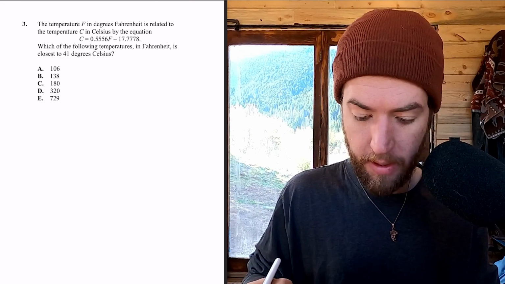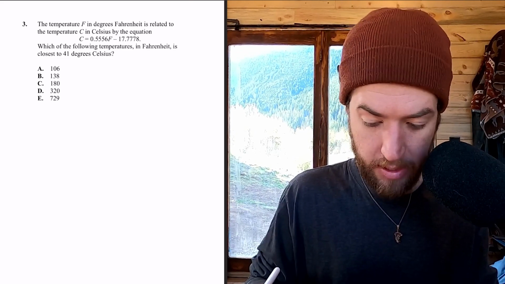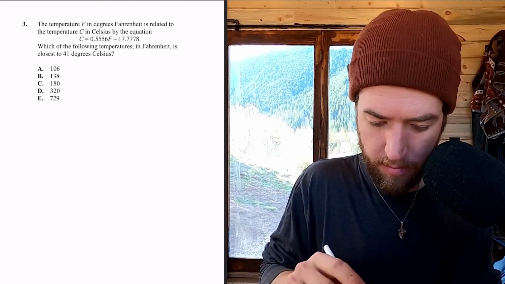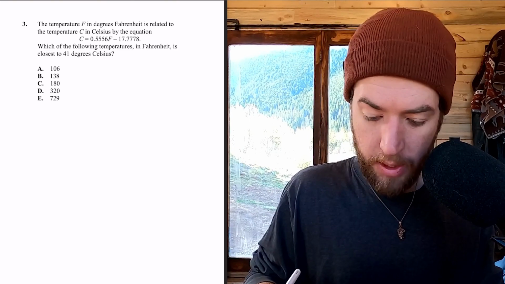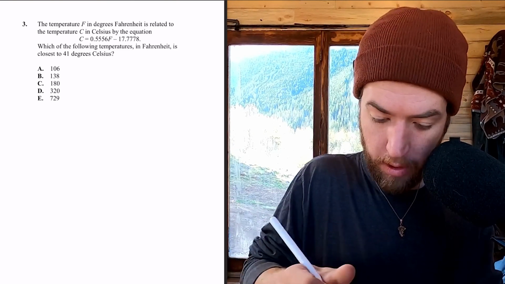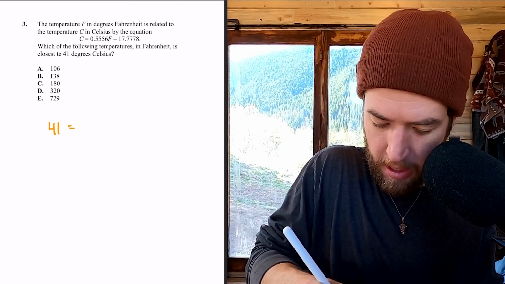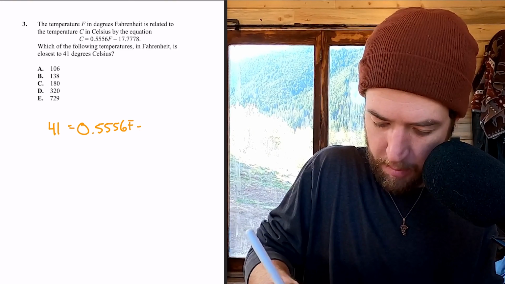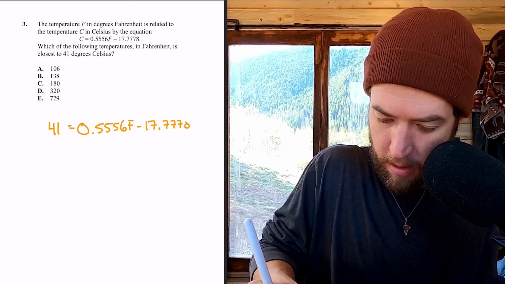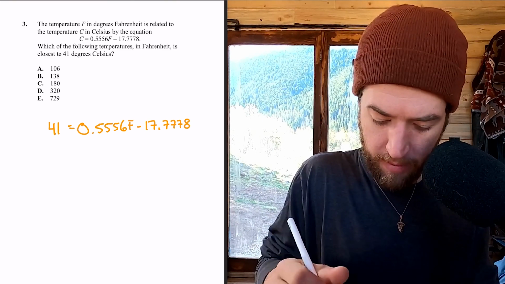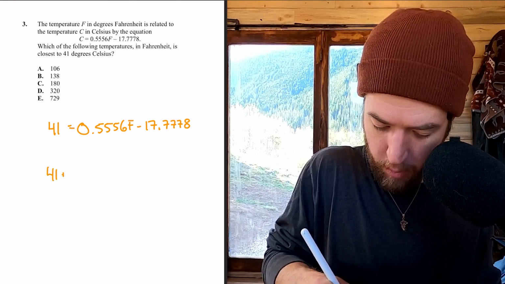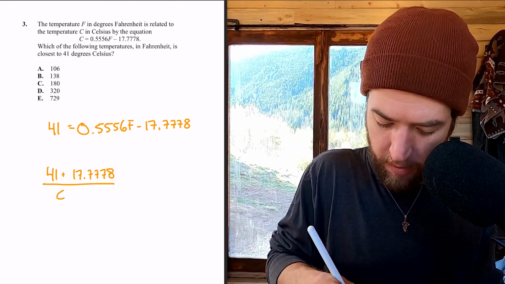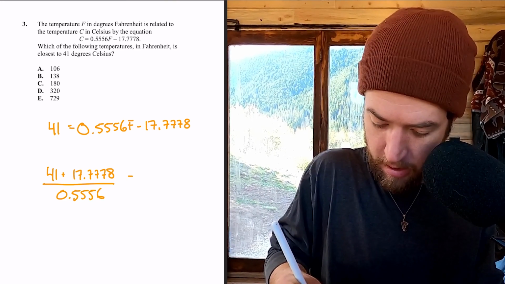All right, the temperature F in degrees Fahrenheit is related to the temperature C in Celsius by this equation, which we normally use fractions so we don't have repeating decimals, but same relationship. Which of the following temperatures in Fahrenheit is closest to 41 degrees Celsius? So if we have 41 in for the C, we're basically just solving for F at this point. Fractions might be easier, but I'll just write the repeating decimals here. So we're going to add 17.777 to both sides. So 41 plus 17.7778. Then we're going to take that whole thing and divide by 0.55556 to get F.